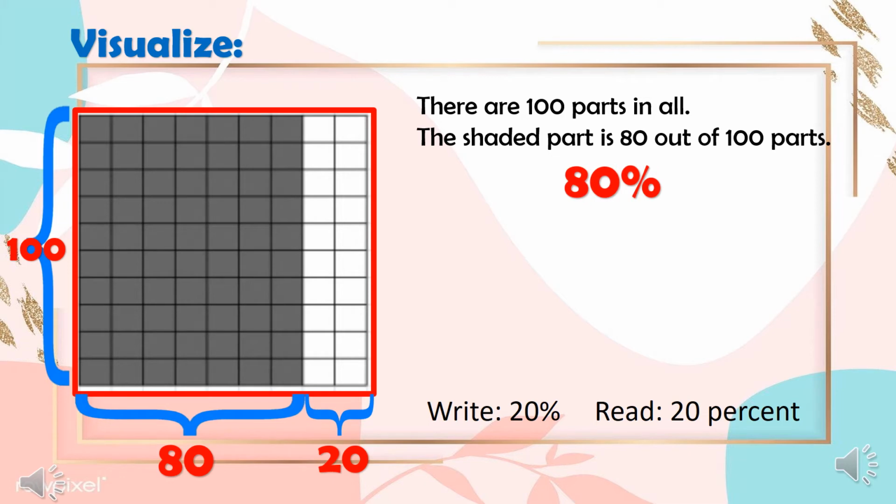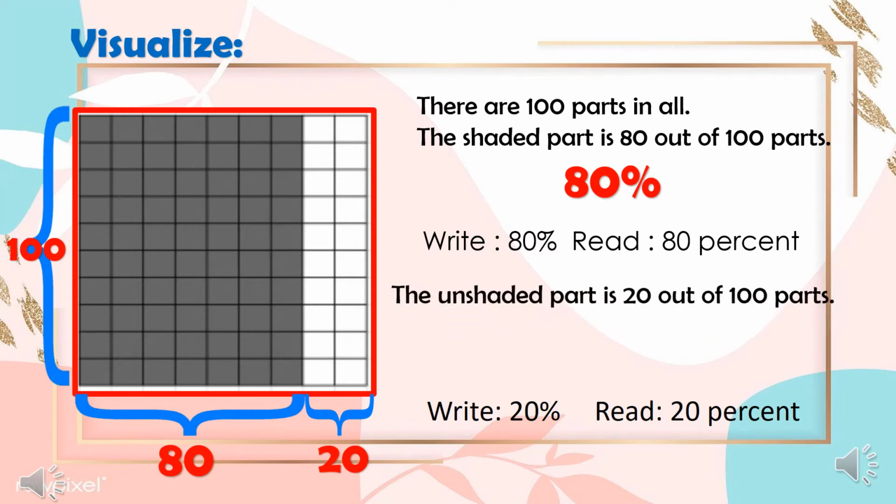And that is 80%. And then we can write 80% as 80 and then the percent symbol. Then we can read this as 80 percent. And then the unshaded part is 20 out of 100 parts. And that is equivalent to 20%. So we can write 20 and the percent symbol, and then we can read this as 20 percent.